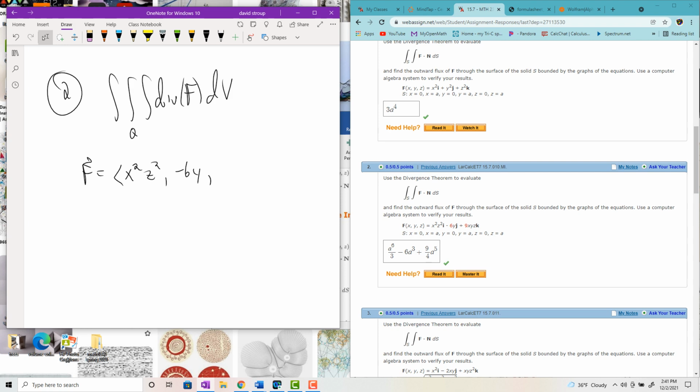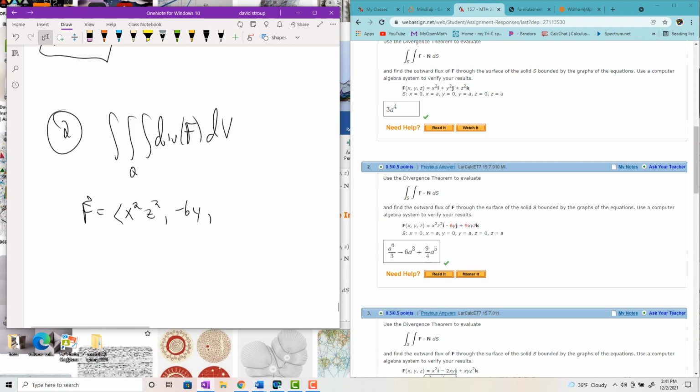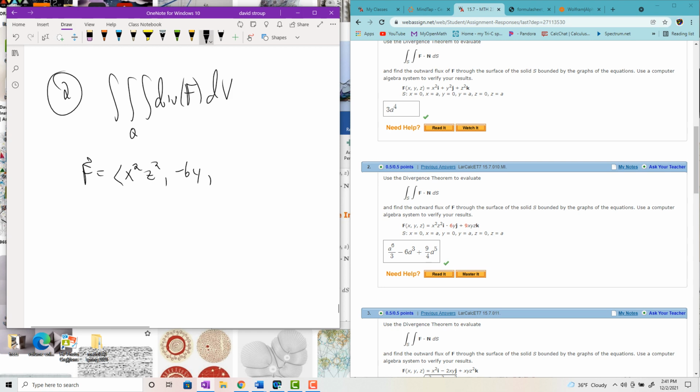Is this the right problem? This doesn't look like the right problem I did. Is this the right problem? It's not. I didn't do this one. Okay, well, whatever. I'll do this one. It's not going to kill me.